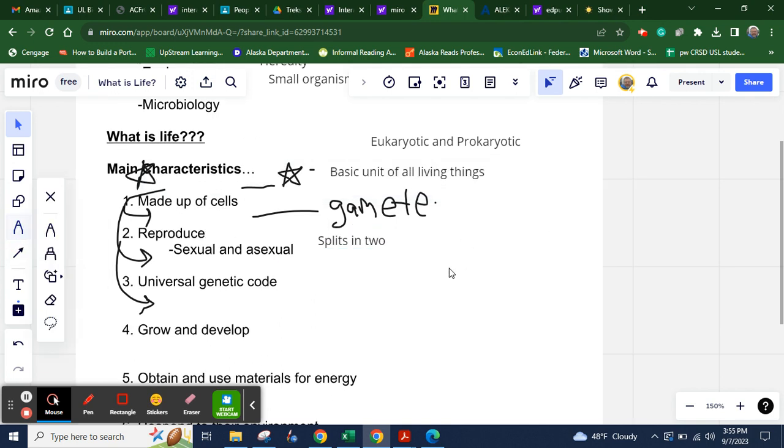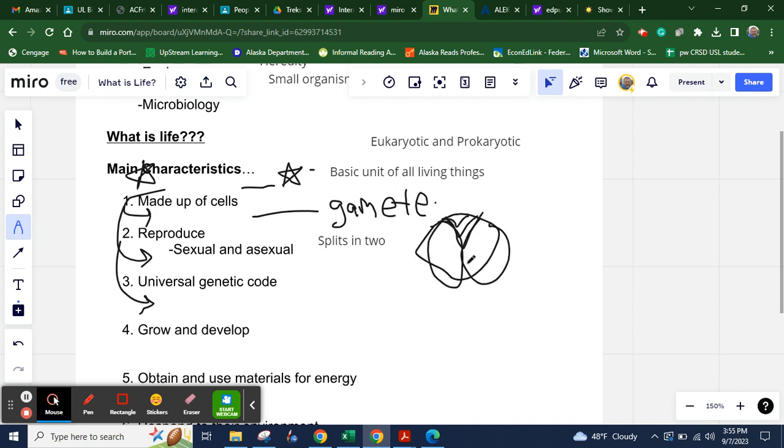And this is usually a single cell that's going to do this. So you have this blob here, right? And it just starts breaking into like this, and even some of our cells do this as well. And then it becomes this cell and this cell, and they're just exact copies. You start off with one and you get two.